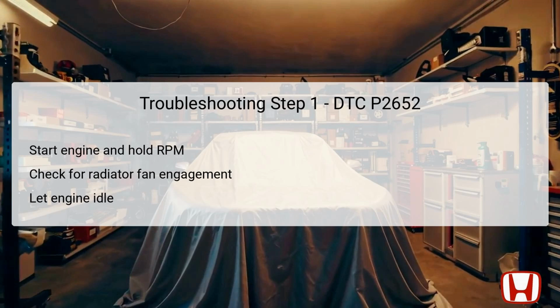The first step in troubleshooting the issue associated with DTC P2652 involves starting the engine and holding the RPM at 3000 without load. This means the vehicle should be in either park, P, or neutral, N, to avoid driving the vehicle. This action allows the engine to reach its operating temperature, ensuring that the various systems, including the VTEC, are positioned to function correctly.